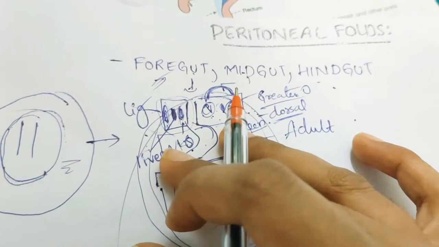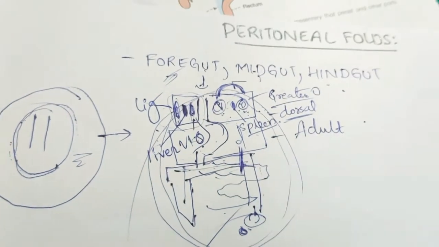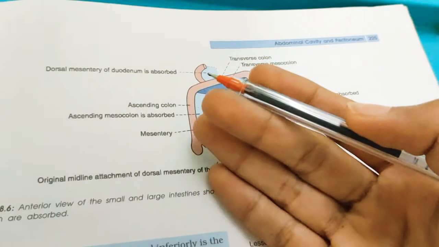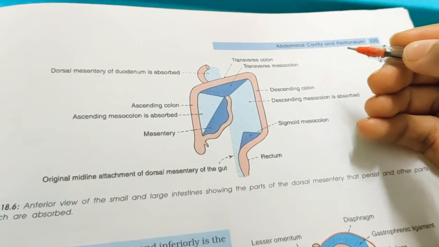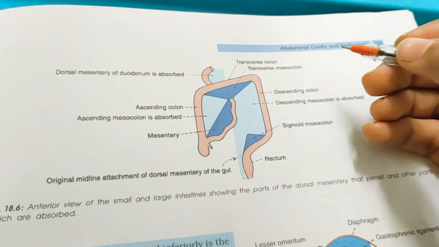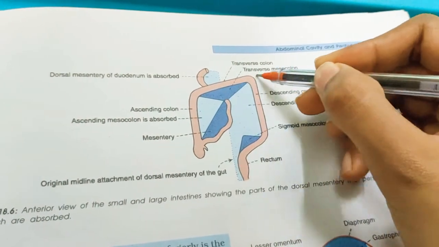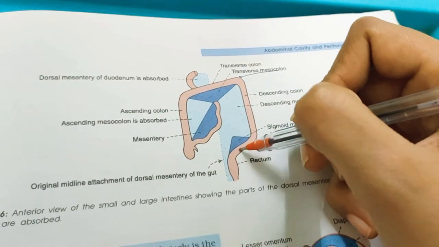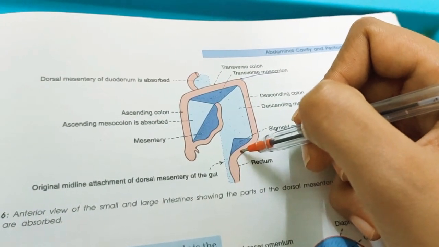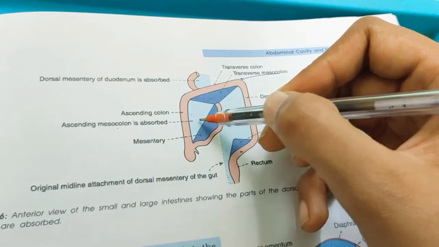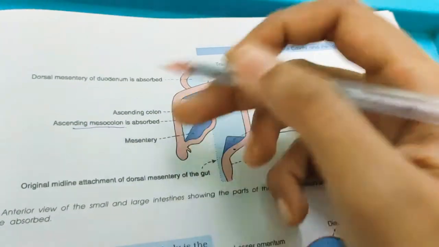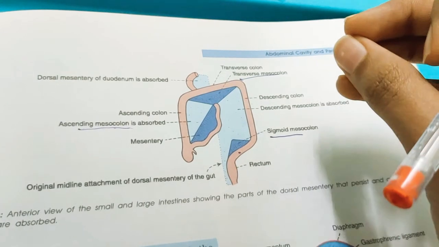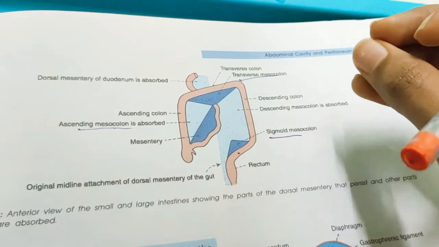So actually what is this? Let's see by means of a real diagram. You can see here, this is the diagram which is around our midgut and hindgut. Mainly that is forming a transverse mesocolon. You can see in this picture, this is clearly showing a transverse mesocolon, and here you can see this is a sigmoid mesocolon, right? And you can see here the ascending mesocolon, right? So these are the different mesocolons which are formed between the hindgut and midgut, ventral and dorsal mesogastrium.